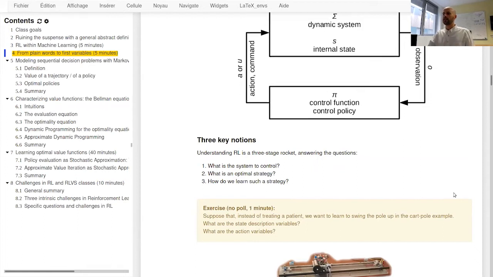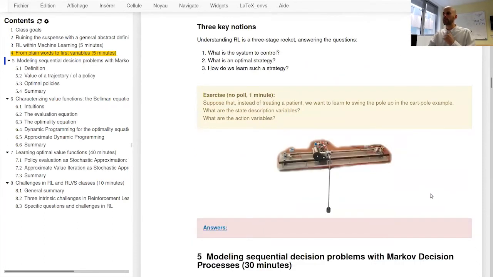So let's just write this short exercise. I will leave you 1 minute to go through that exercise. I'll set up a timer here. Suppose that instead of treating a patient, we want to learn to swing the pole up in the cart-pole example. I would like you to take a piece of paper and just write it down for yourself. What are the state description variables? There might be several good answers there. What are the action variables? And I will suggest an answer after a short minute.